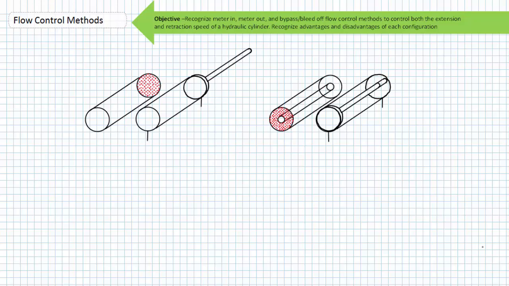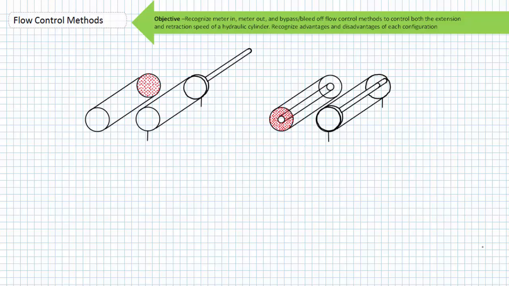I'm your instructor Jim Pytel, and today's topic of discussion is flow control methods for fluid power systems. Our objective today is to recognize meter in, meter out, and bypass flow control methods used to control both the extension and retraction speed of a cylinder. Additionally, we'll recognize advantages, disadvantages, and appropriate circumstances for the application of each flow control method.